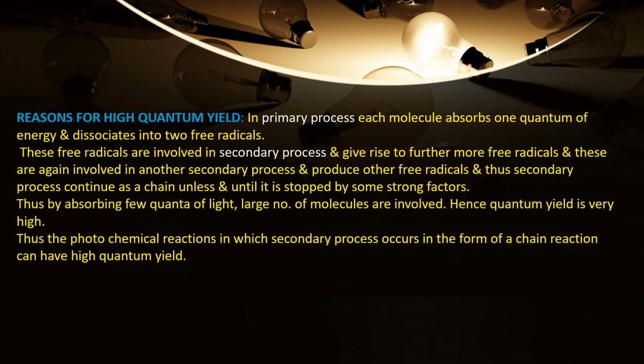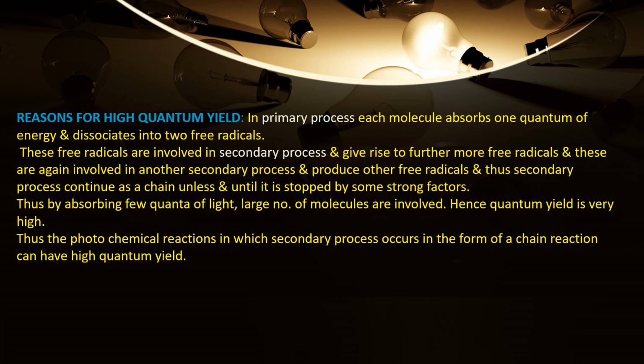First one, reasons for high quantum yield. So he said that a photochemical reaction takes place in 2 steps. What are those 2 stages? Primary process and secondary process. So what exactly is happening in these two steps? In primary process, each reactant absorbs one quantum of radiation. That means primary process is obeying Stark-Einstein's law strictly, and phi value will be equal to 1.